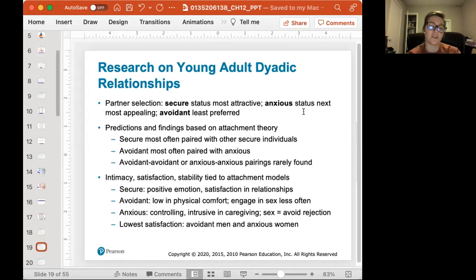So for the secure attachment style, there's positive emotion and satisfaction in relationships. In the avoidant attachment style, there's low physical comfort and they engage in sex less often. The anxious attachment style has a controlling nature and they're intrusive in caregiving. Sex may be used to avoid feelings of rejection. And the lowest satisfaction in a relationship style or dynamic is avoidant men and anxious women. All right, so it's just something to note.